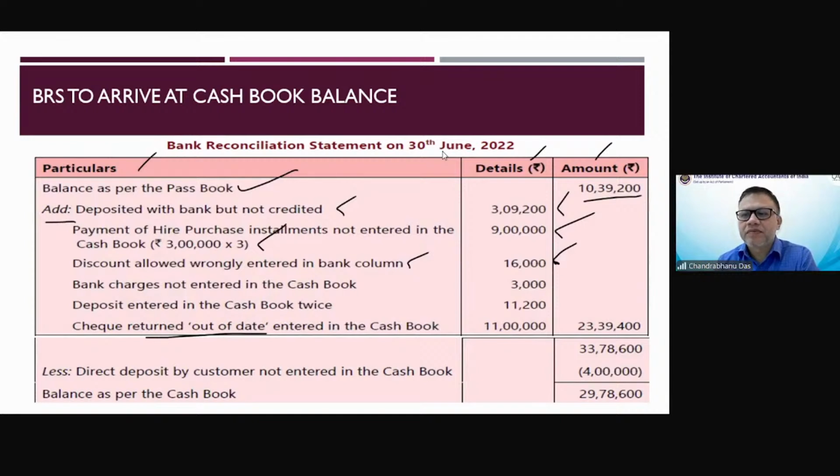Ashwika, yes. Yes, sir. Why are we deducting the 4 lakhs, sir? I don't understand that part. Which 4 lakhs? Sir, in the less area, direct deposit by customer not entered in cash book. So we have to plus in the passbook, no, sir? Why are we lessing it? No, this is information which is there in the passbook, but not in the cash book. So we should subtract it.